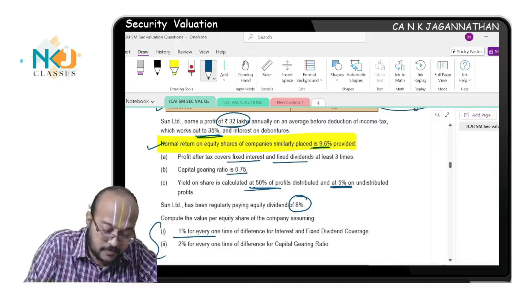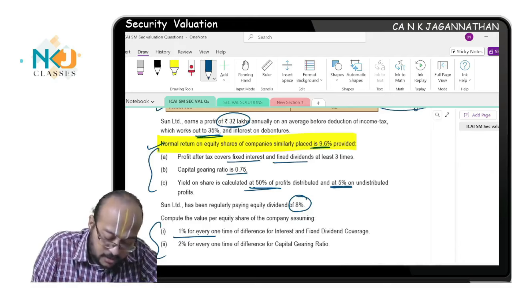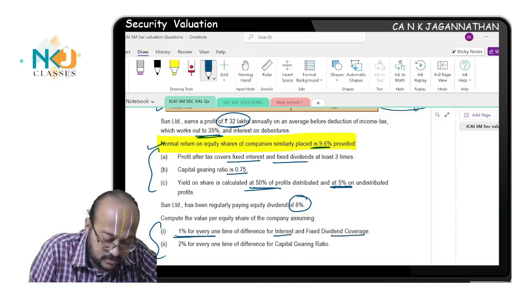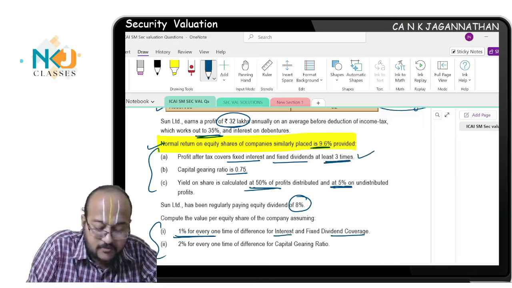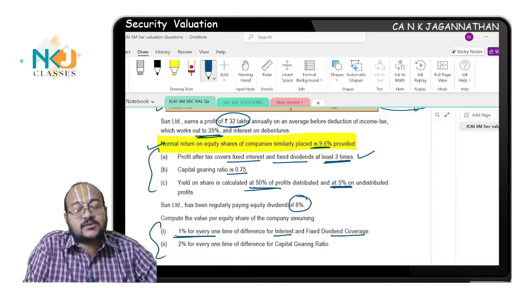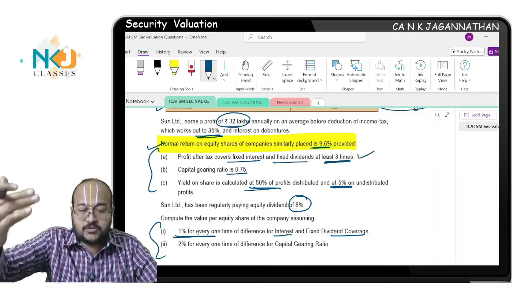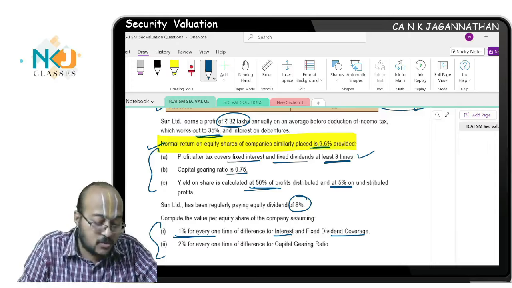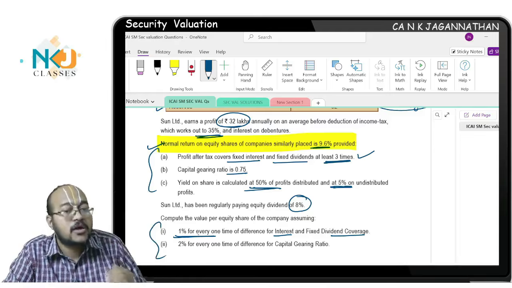Correct? Now the problem is, we have to do some adjustments. Here they have given, compute the value assuming 1% for every one-time difference for the interest and fixed dividend coverage ratio. See, very simple. Normally, at least the fixed interest and fixed dividend coverage ratio should be 3 times. It should be 3 times, right? Now if it is below 3 times, you will add a premium.